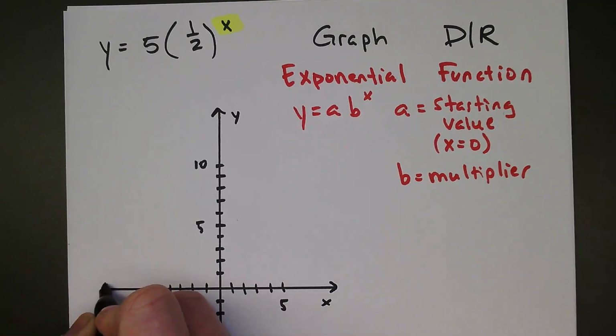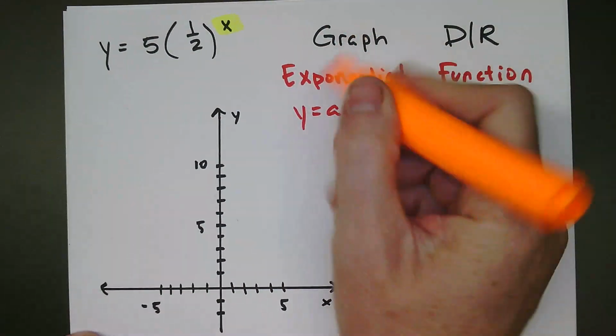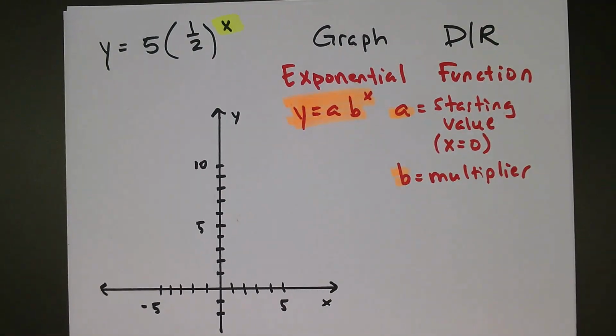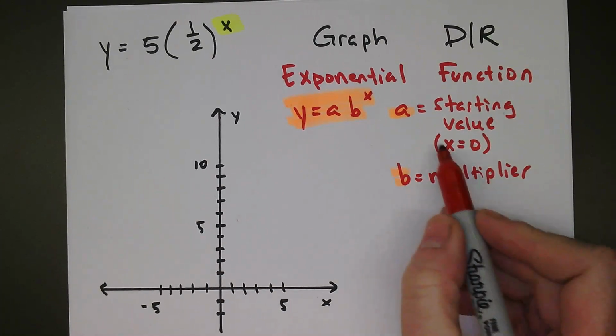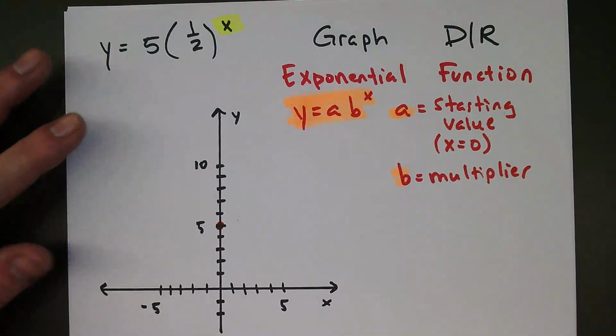Here's my x-axis. All right, so if I know the general form, if I know y equals a times b to the x, and I know a is my starting value and b is my multiplier, then I can actually immediately start just plotting points. When x is 0, my a is my starting value, that's 5. So I can go right to the graph and I can mark 5.